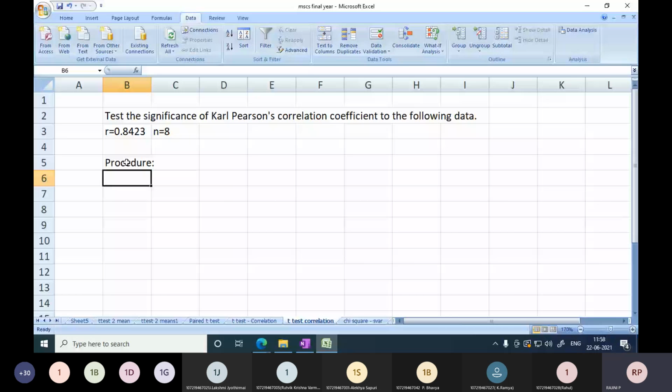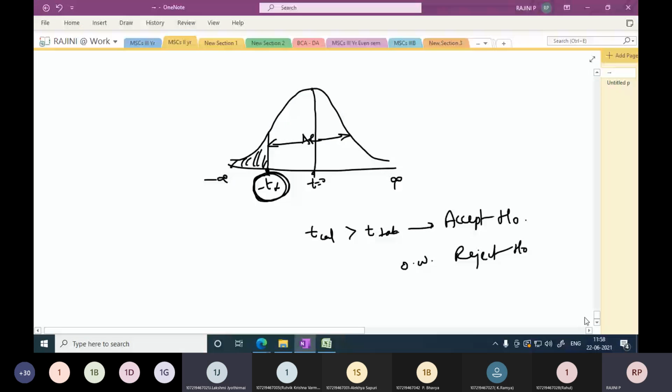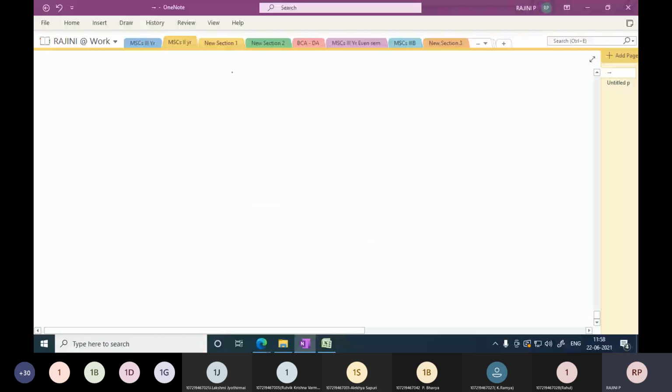So here you just check it. In this data, the sample size is less than 30 and you need to apply the KPCC test. Then the appropriate test for the data is the T test for single correlation coefficient. Is it clear, everybody? Yes, ma'am. Now tell me, what is the procedure then? T test for single KPCC.